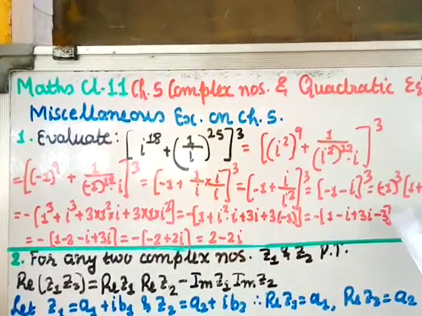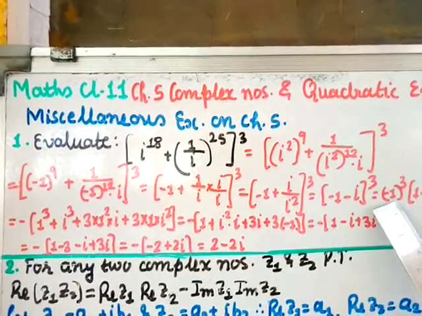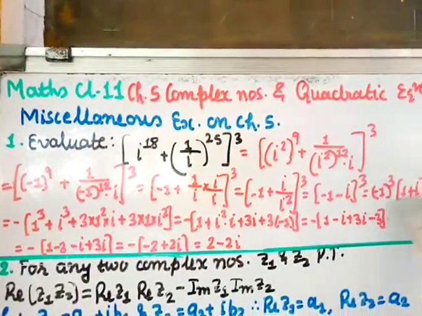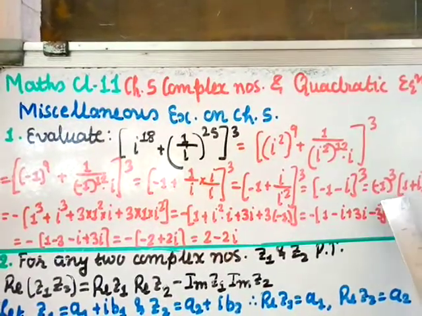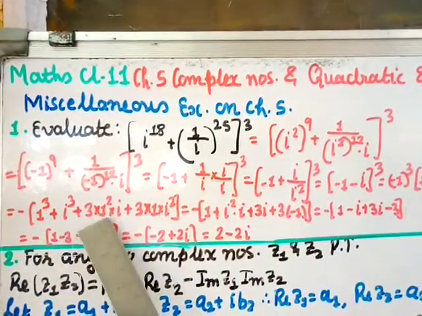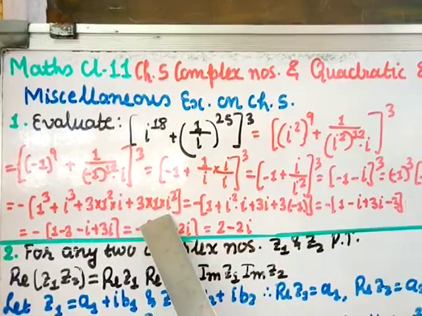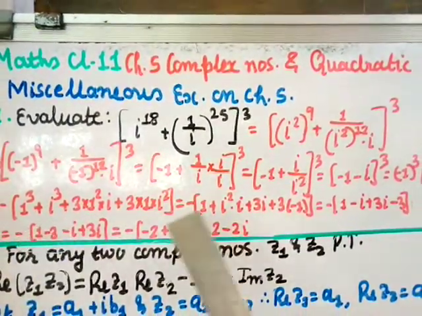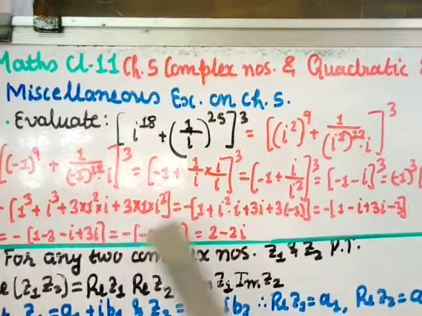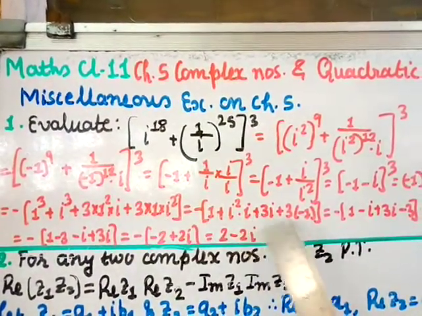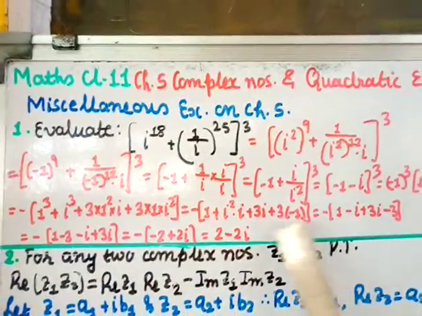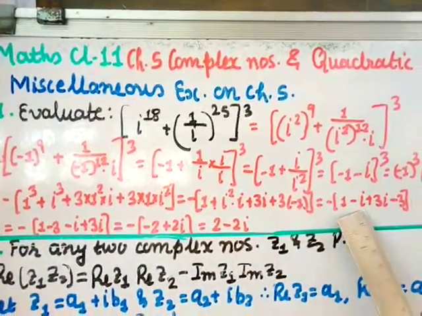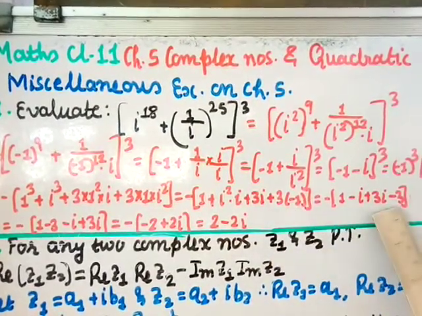(Minus 1)^3, here 3 is an odd number, so a negative number that has an odd power, the answer will be negative. And these we expand using the identity. So here 1 cube plus i cube plus 3 into 1 square into i plus 3 into 1 into i square. So here (minus 1)^3 is minus 1, times 1 plus i^3 can be written as i^2 into i, plus 3 into i plus 3 into i^2, which is minus 1. Equal to minus 1, i^2 is minus 1, so minus into i is minus i, plus 3i plus 3 into minus 1 is minus 3.